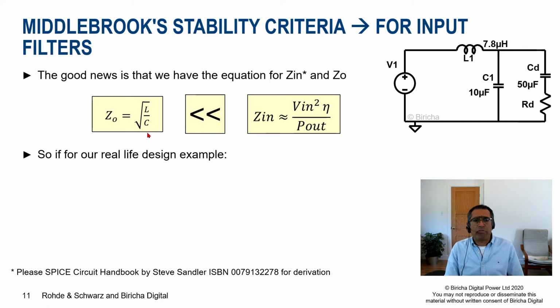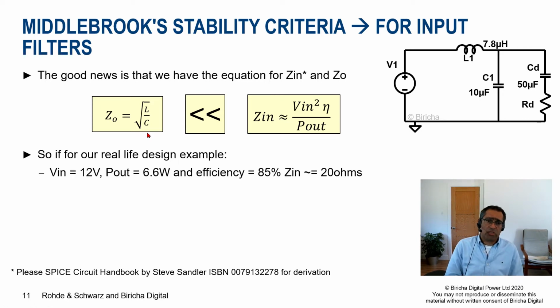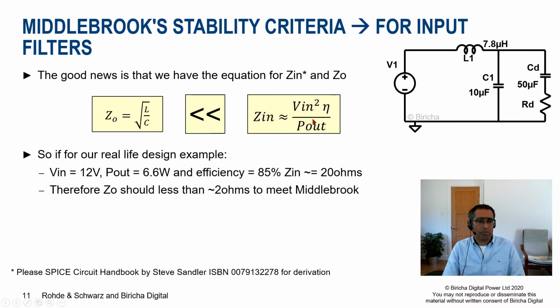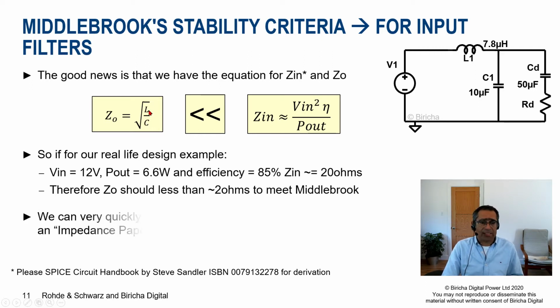So for our real-life design example, and that is what we're going to demo shortly, if input voltage is 12 volts, output power is 6.6 watts, and efficiency is 85%, then the input impedance of the power supply based on this equation will be around 20 ohms. So the output impedance of my filter is going to have to be less than around 2 ohms. And you can immediately see that this is putting a constraint on the value of L and the value of C that I can select.